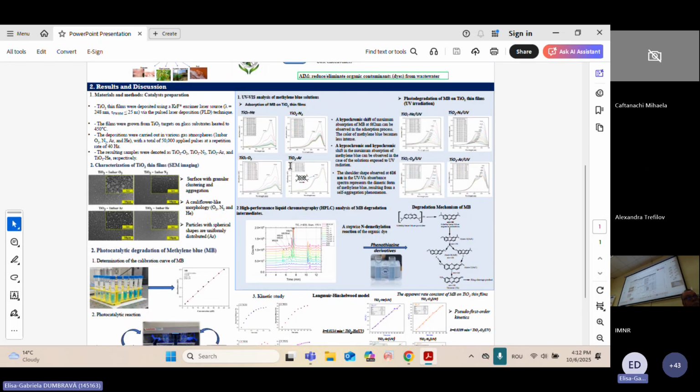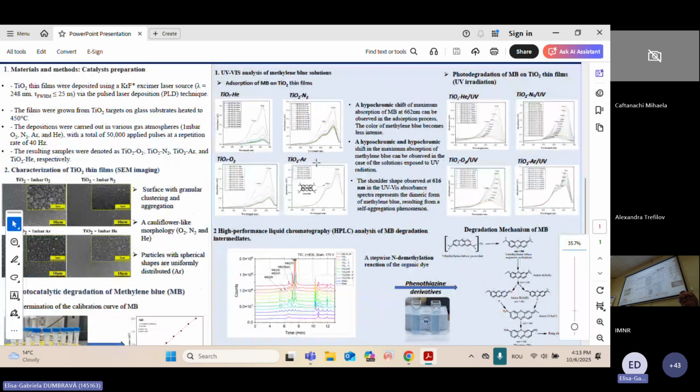The absorption spectrum of methylene blue is presented. The maximum absorption of the dye was recorded at 662 nanometers. A hypochromic effect can be observed in the absorption process, and in the case of the solution exposed to UV radiation, we can see a hypochromic and a hypsochromic shift of the maximum absorption of methylene blue due to the degradation of auxochromic groups, methyl and methylamine, present in the methylene blue structure.